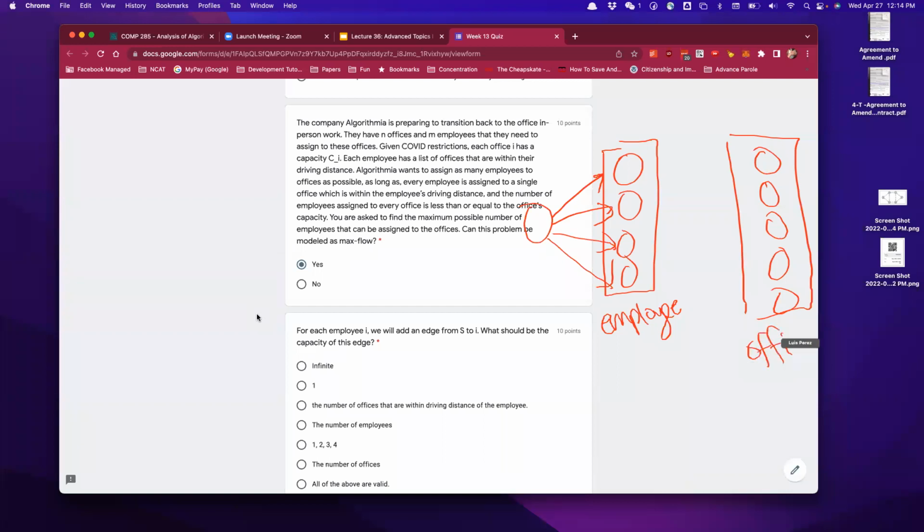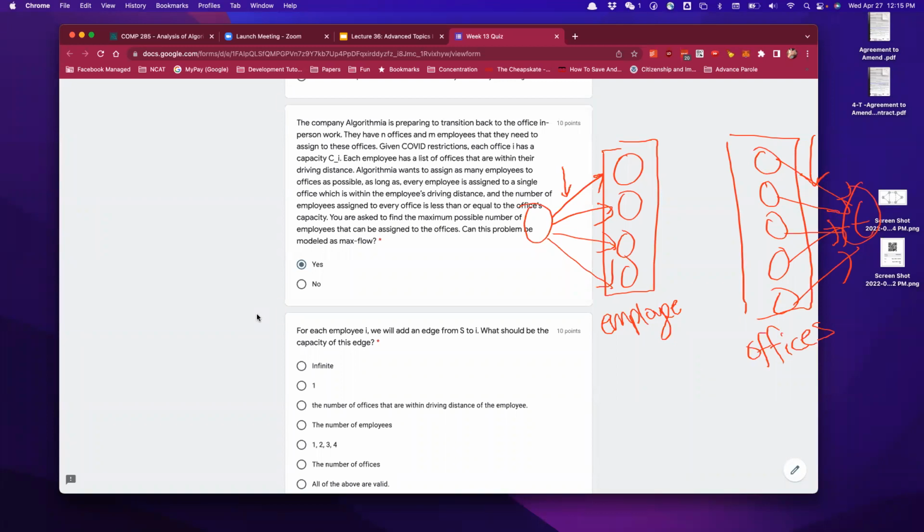So if I'm understanding correctly, and definitely correct me, you're going to create a graph where every employee becomes a node and every office becomes a node. You're going to have a source and a sink. Can you guys see that? Oh, you can. Great. And you're saying that these edges, what do you set? What's the capacity for these edges? The number of places they're willing to drive through.